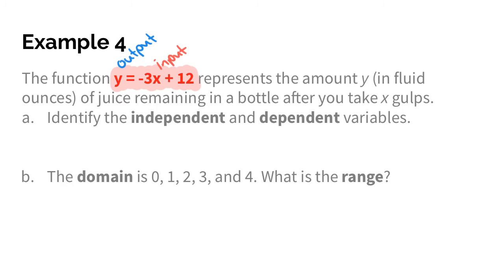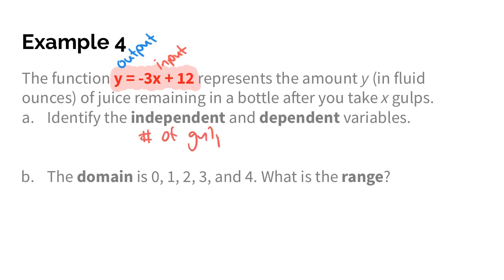Now what this function is going to represent is a real-life situation: the amount of juice you can drink in a bottle after you take a certain number of gulps. So it says here that the number of gulps is x, and the amount of juice left over is y. So I want to know what my independent and dependent variables are in this case. We have the amount of juice and the number of gulps. If we think it through, the number of gulps is going to represent the independent variable.